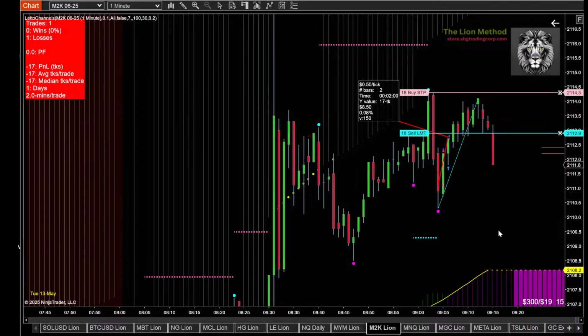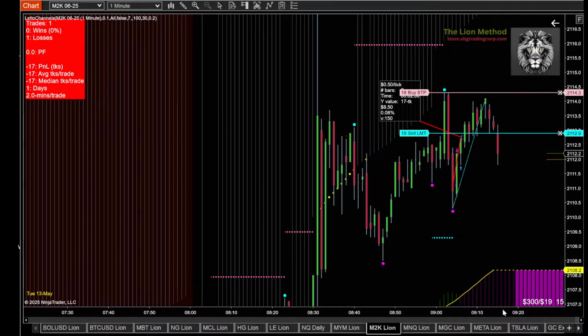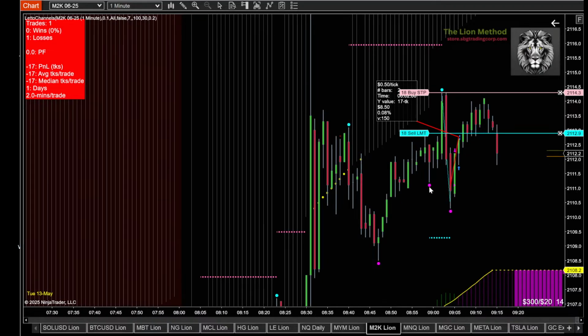Now again, the original Lion trade was to go short at this pink dot and put a stop up here at that level. And we never actually hit that stop. So technically speaking, we should still be short from that level, following the original Lion rules. We're going to see if we can get a little bit of this sell-off.